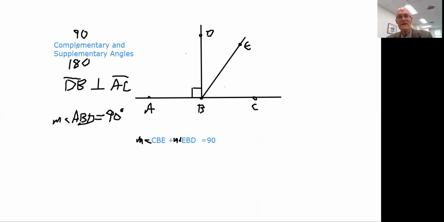Now, the way I remember this, C comes before S, and 90 comes before 180. So complementary goes with 90, and supplementary goes with 180. Okay. Now, let's look finally at a problem. So we'll erase all of this.